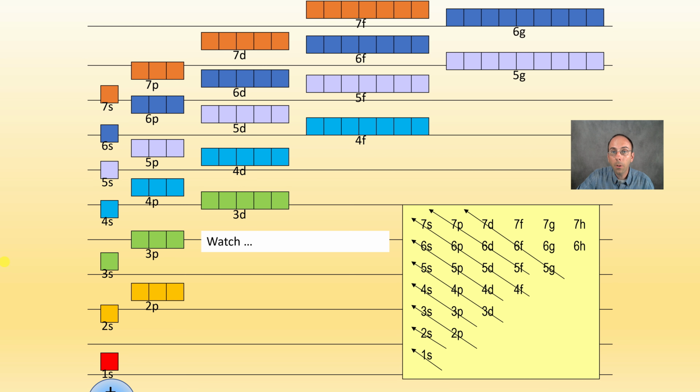The reason it progresses in this way is that we have to be careful, because as we saw, the 4s is a lower energy level than the 3d, so the 4s will be filled before the 3d. Following this Aufbau principle really helps keep things nice, neat, and organized.